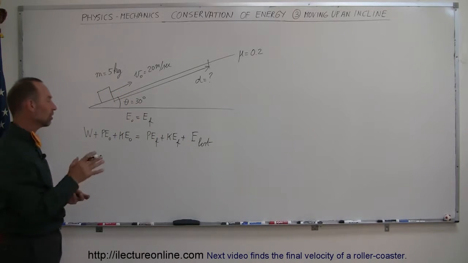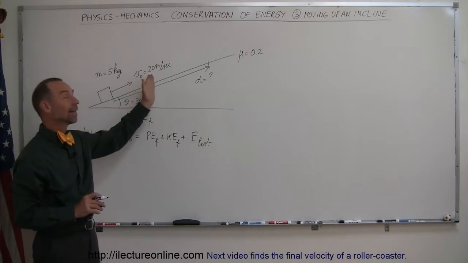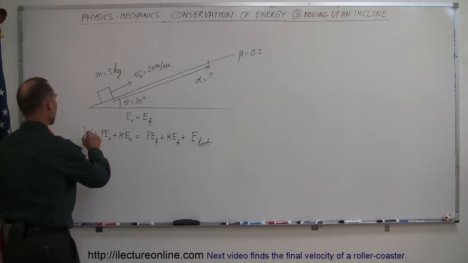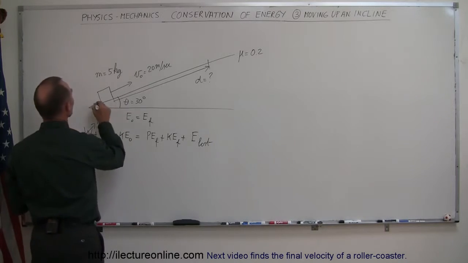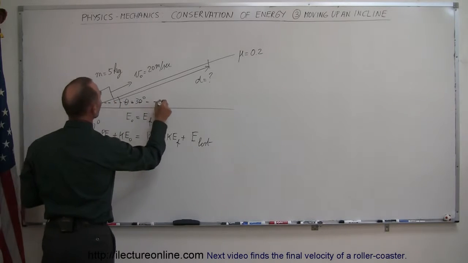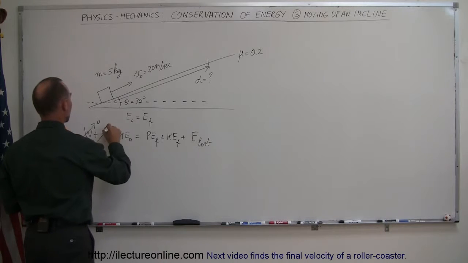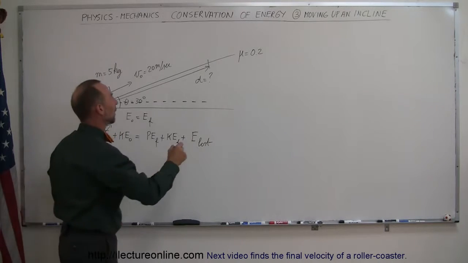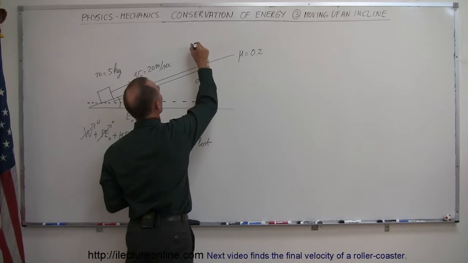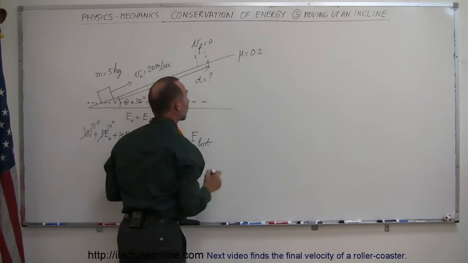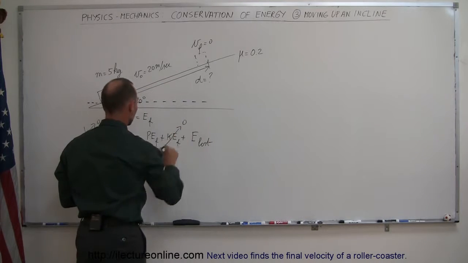Now we have to determine which of these terms are not needed. Well, for one thing, there's not a continual push up the incline, so no work put into the system. That goes to 0. We can arbitrarily choose this to be the 0 height start. So that means that there's no initial potential energy in the system. And by the time the object reaches this height right here, V final is going to be equal to 0, so that term is 0 as well. So kinetic energy final goes to 0.